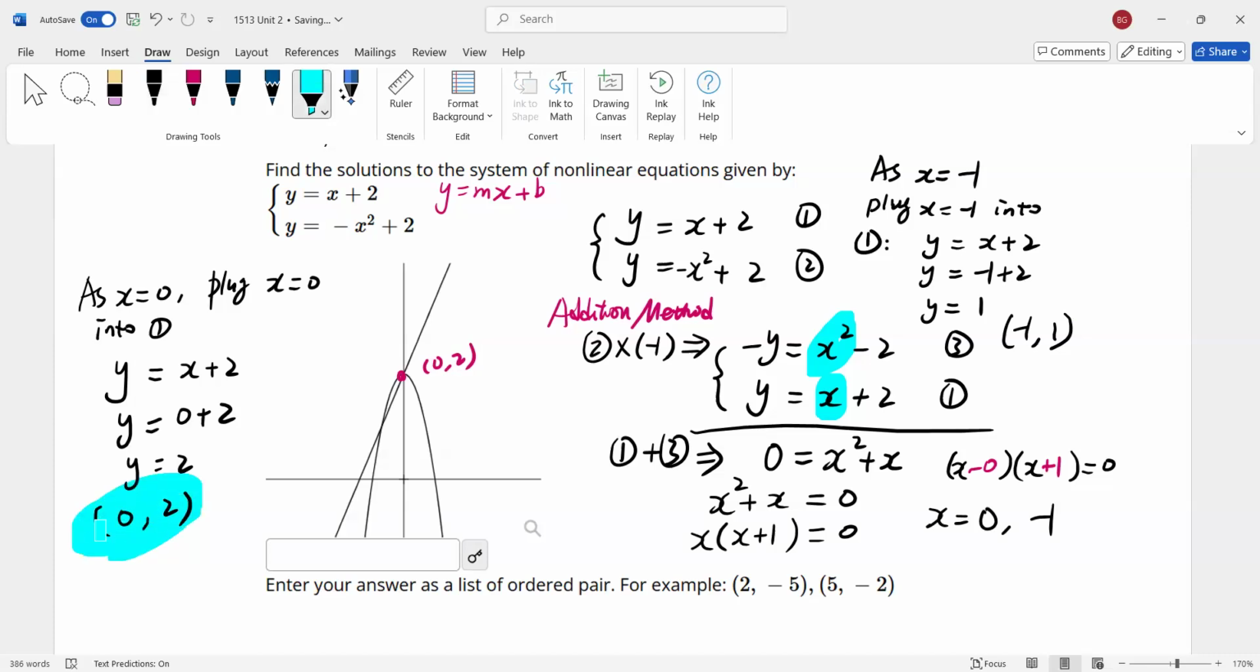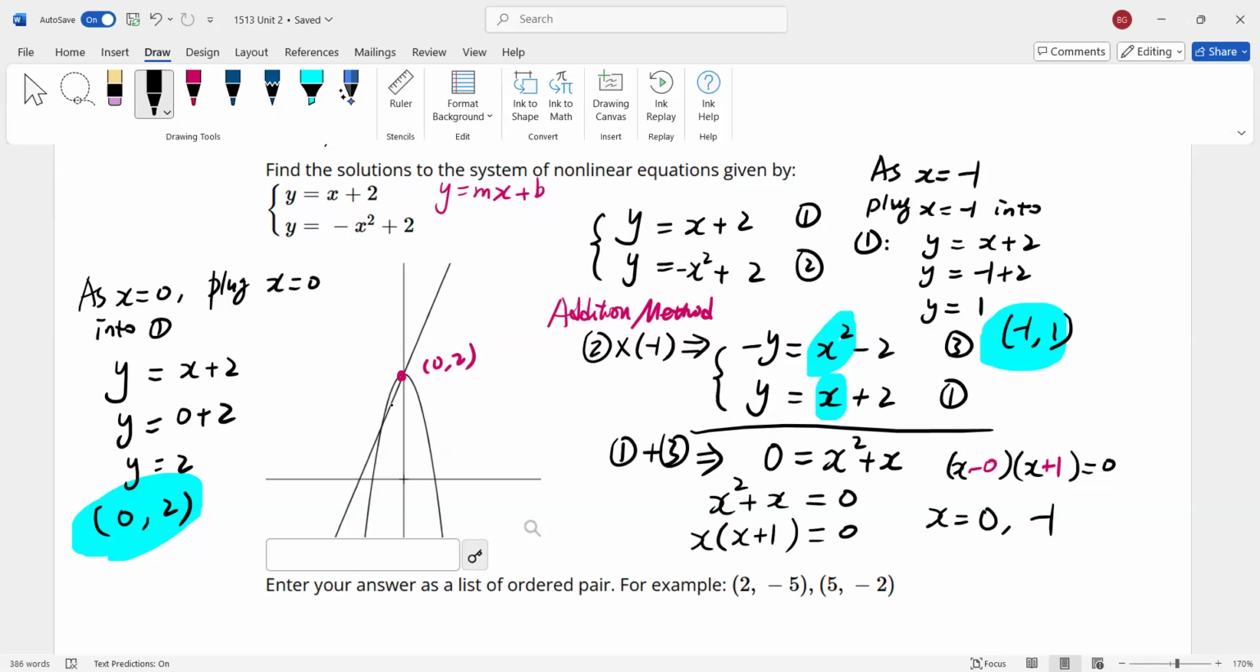So this is the first solution, an ordered pair. This is another solution, another ordered pair. And it matches what we see in the graph. This red point is the y-intercept of the straight line, equation 1. It's also the y-intercept of the parabola represented by the second equation in the system. And the two graphs happen to cross at the y-intercept. So 0, 2 is a solution.